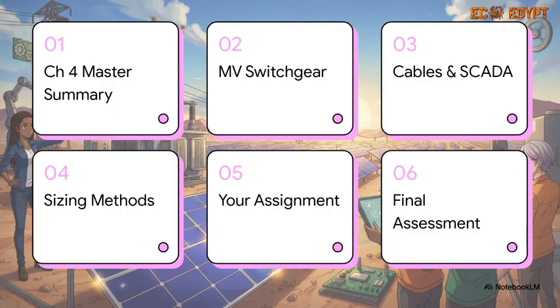So, here is our blueprint for today. We'll cover the Chapter 4 Master Summary, MV switchgear and transformers, cables, earthing, and SCADA, sizing methodologies and design basis, your Chapter 4 assignment, and finally, Chapter 5 final assessment.